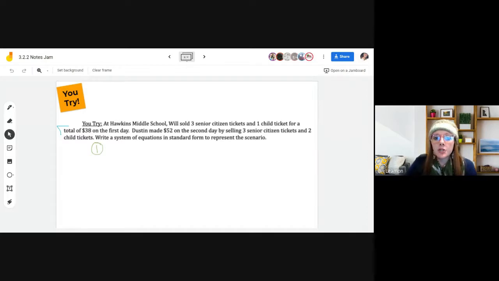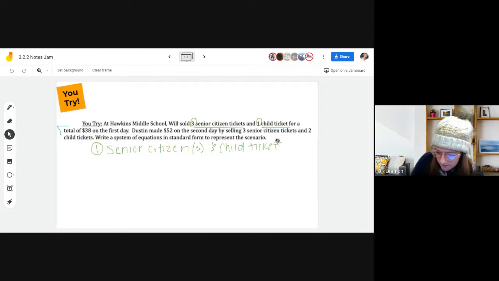Yes, you are right that we're going to look at 3 and 1. So you are absolutely correct. We are going to look at that 3 and we're going to look at the 1. But then the variables are what comes right after it. So we have our senior citizen tickets and our child tickets. But you're looking at the right thing. So we have senior citizen and child. So senior citizen is going to be S and child tickets is going to be C.